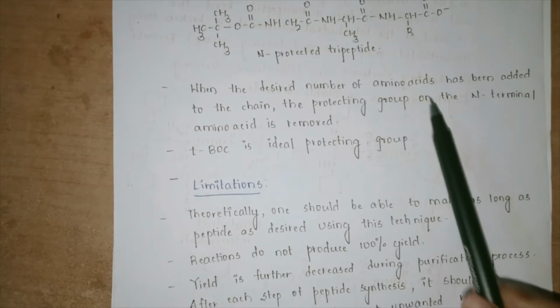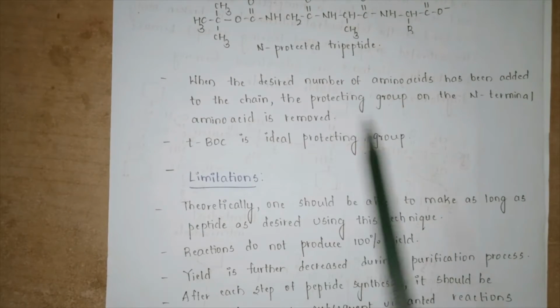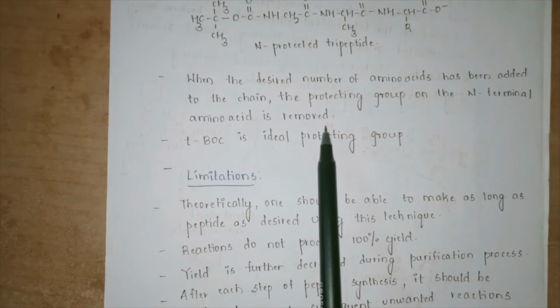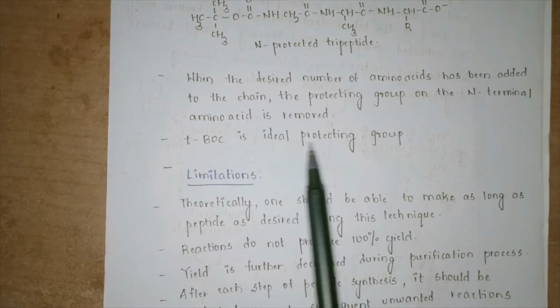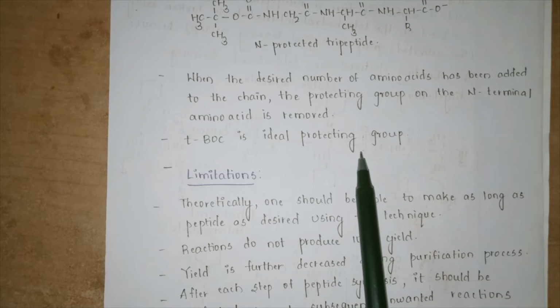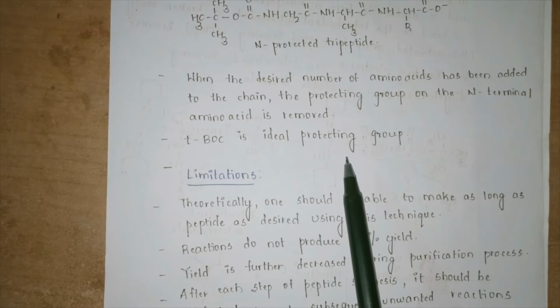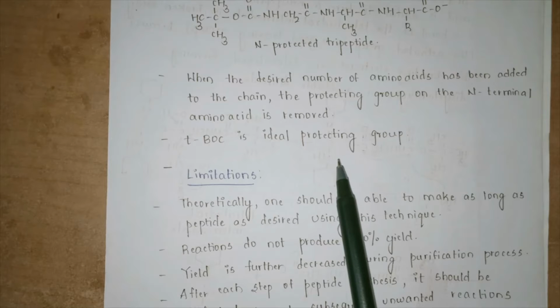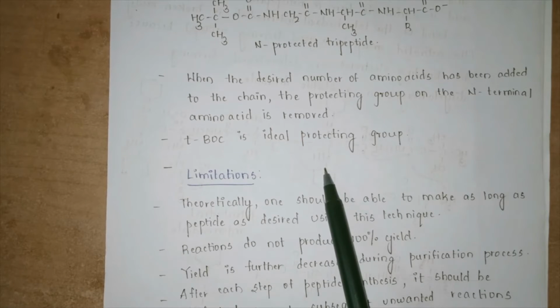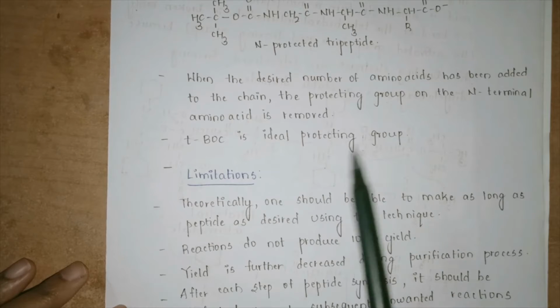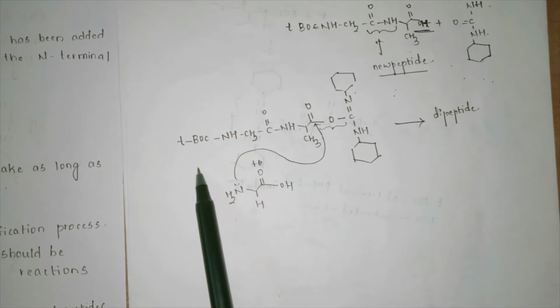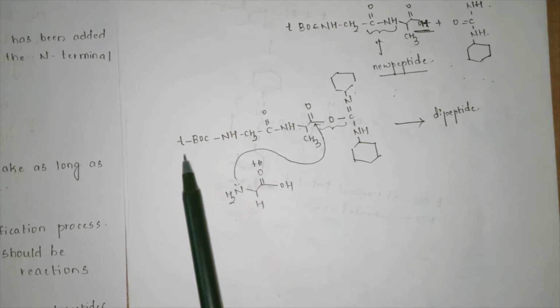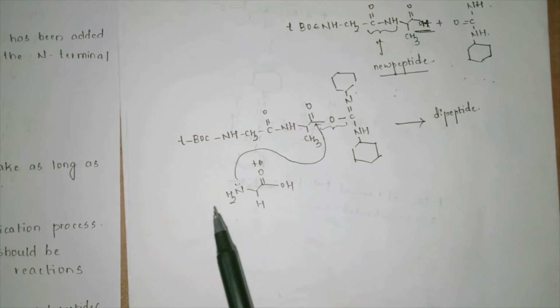When the desired number of amino acids have been added to the chain, the protecting group on the N-terminal amino acid has to be removed. Now TBOC is an ideal protecting group, and we have to first remove this protecting group after I have completely finished my synthesis of the dipeptide, tripeptide, oligopeptide system. The next concept that I have to do is, whatever is my protected system over here, that is the TBOC, I have to remove this TBOC, so that finally I will be getting a free N-terminal.